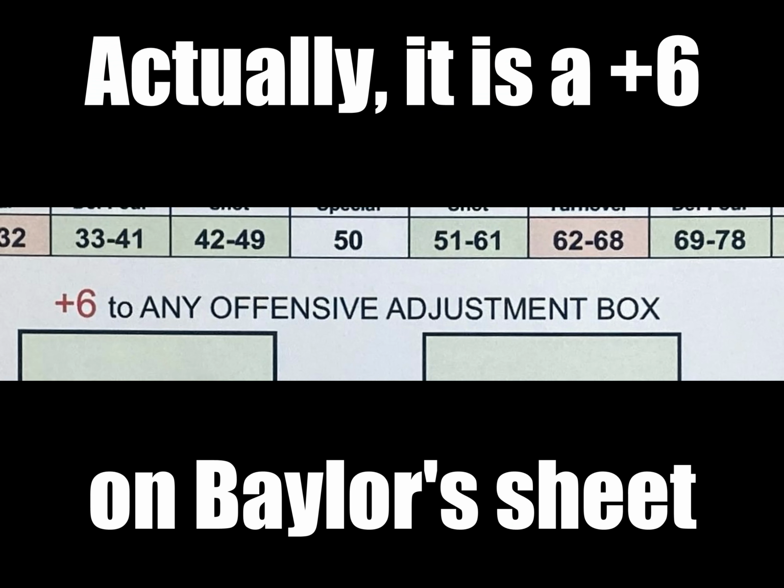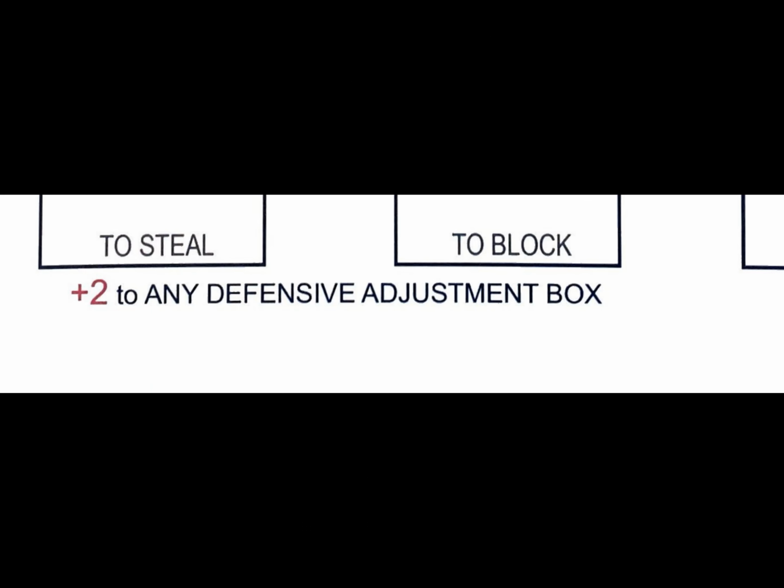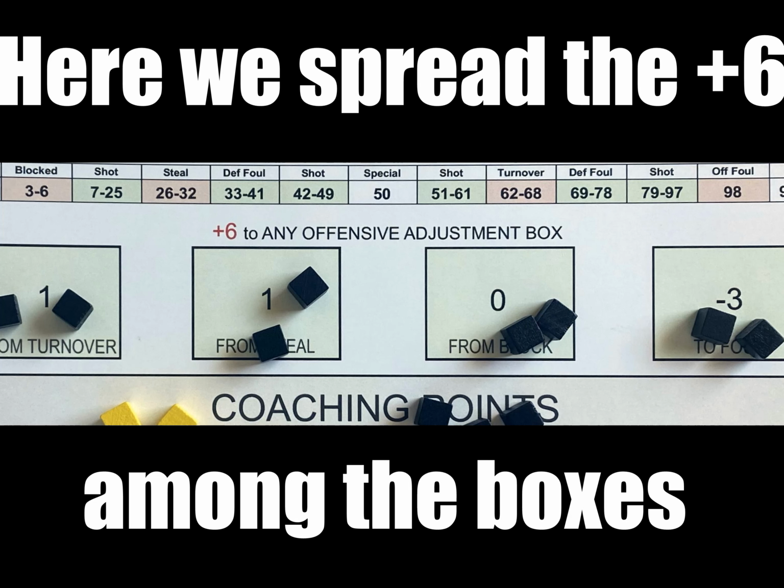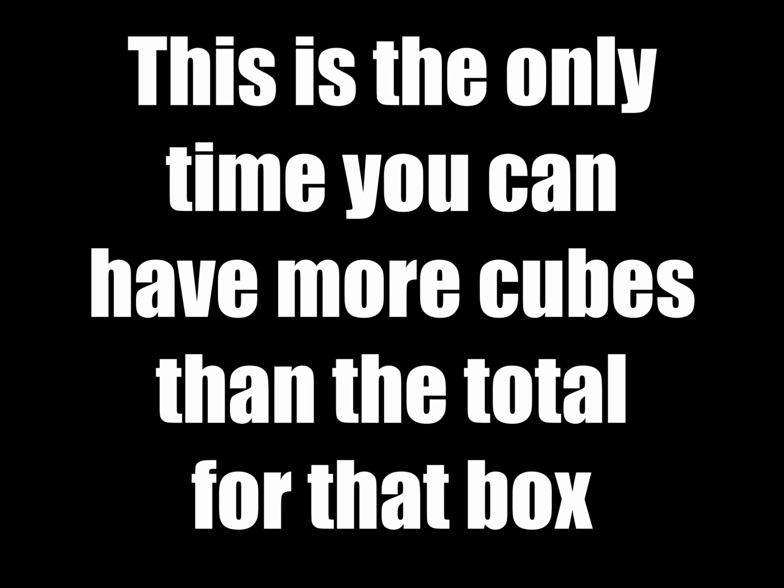Now the next thing to look at is what you can add to any adjustment box. On the Baylor side, they have a +1 to any offensive adjustment and +2 to any defensive adjustment. Basically, you can take that +1 for the offense and put it in any box you choose. You can put it in the block or the foul because you don't have any cubes there, or you can add to the turnover or steal, your choice. Later on, whenever you call timeouts, you're going to get more cubes added, and you can move cubes from your coaching points down to your adjustment boxes.